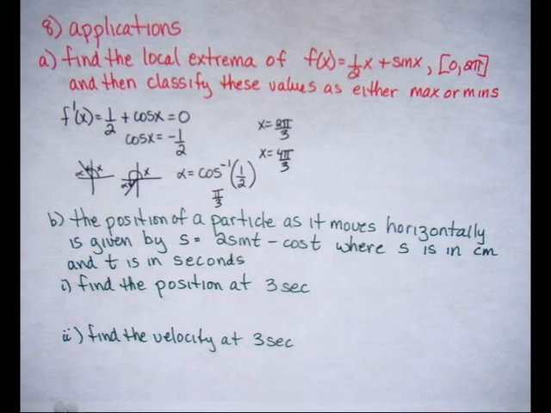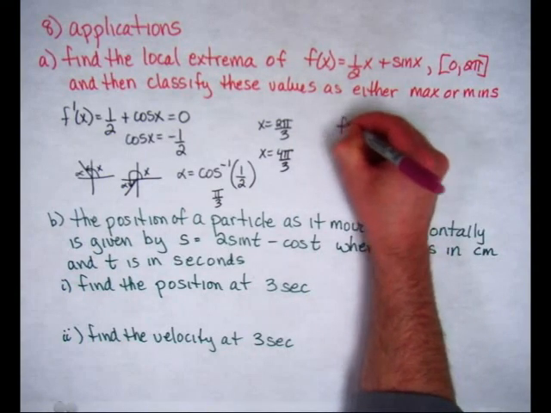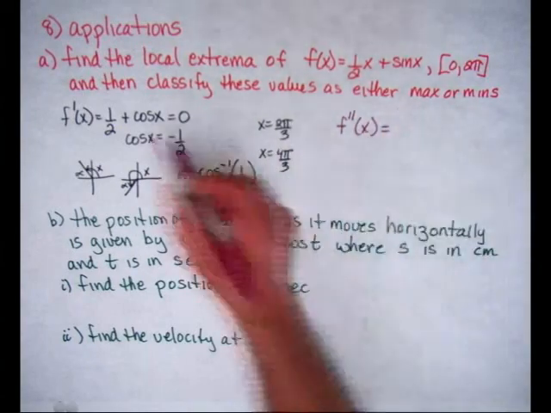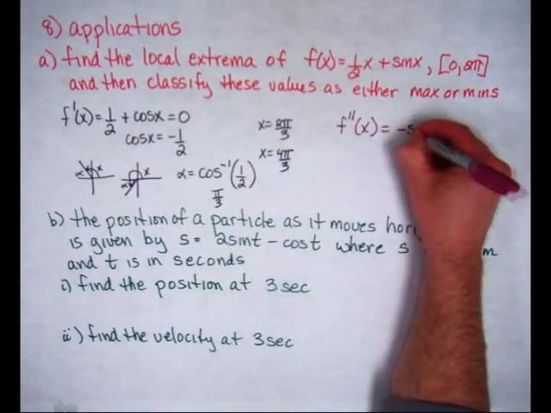But the question does ask us to classify. Classify means determine whether they're max or mins. So you may recall we took something called the second derivative test. If we take the second derivative of our function, the derivative of 1/2 will be 0, and the derivative of cos is negative sine.